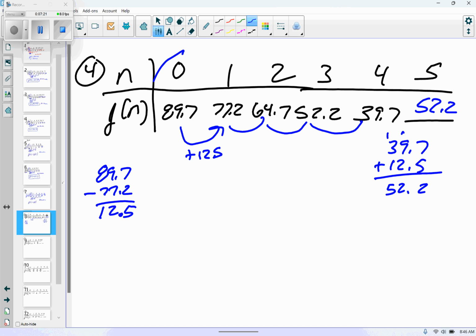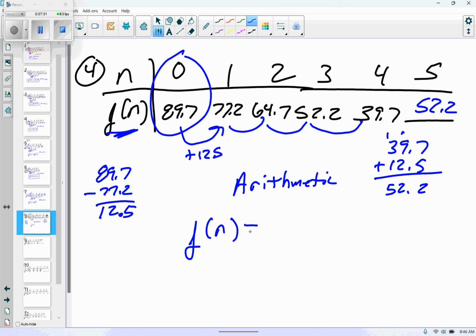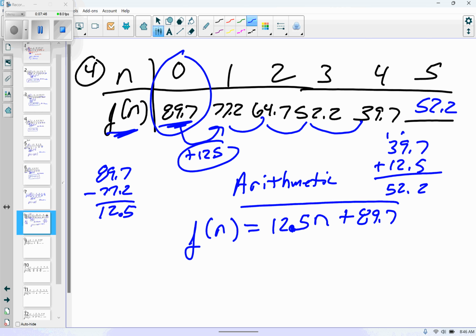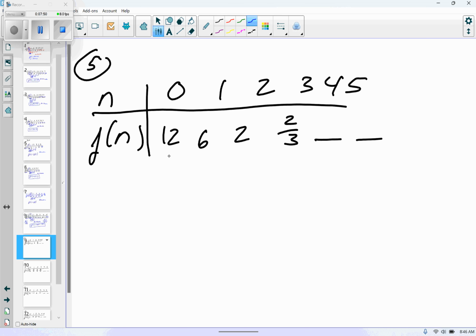All right, so I'm going to remember this first term. This is arithmetic because I'm adding. So I'm going to do my equation, f at n, I'm trying to match that, is equal to 12.5, this right here, 12.5 times n, and then plus 89.7. There's our equation. If you have any questions about these, feel free to ask.